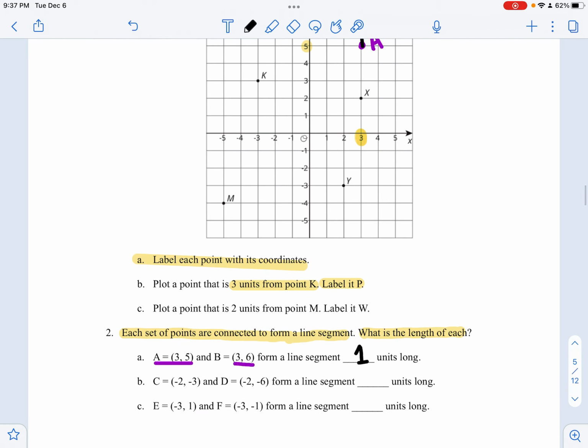You'll do the same thing for part B and part C of this question. Go ahead and pause this video to finish part B and C, and come back for homework help on question 3.